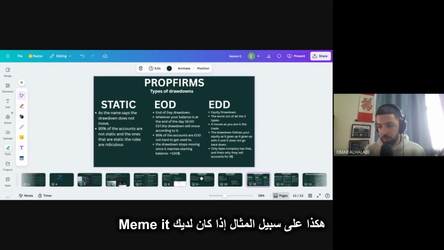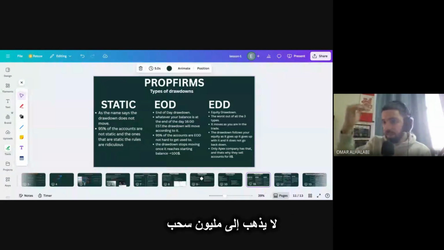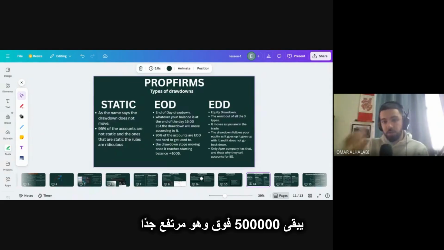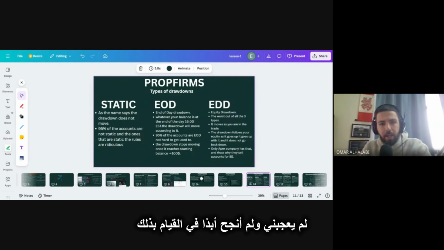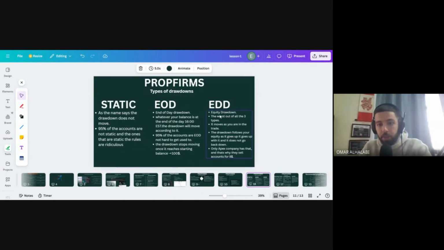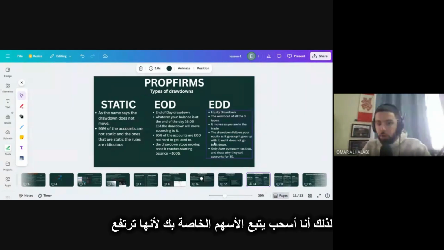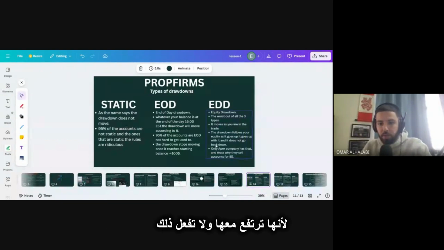So مثلا انت طلعت 500 نزل 100 ما بتنزل 100 drawdown. It stays 500 up, which is very very hard. Which is very hard صراحة to get over. I did not like it, and I never was successful doing it صراحة. So drawdown follows your equity as it goes up with it, and it doesn't go down obviously.